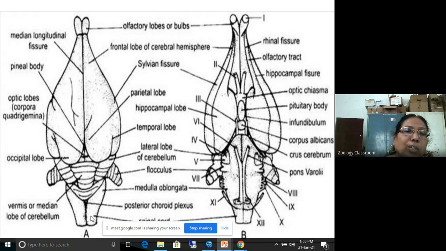The medulla oblongata is broad anteriorly and narrow posteriorly. On the roof of the medulla oblongata there is the posterior choroid plexus. There are two choroid plexuses, one on the anterior side and one on the posterior side. On the anterior side, on the roof of the diencephalon, is the anterior choroid plexus. The anterior and posterior choroid plexuses produce cerebrospinal fluid. This fluid is present in the brain ventricles or cavities, and it protects the brain from mechanical shocks.